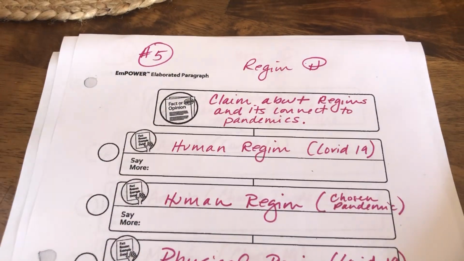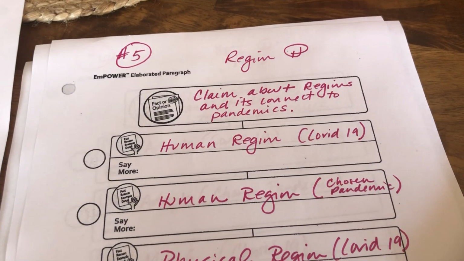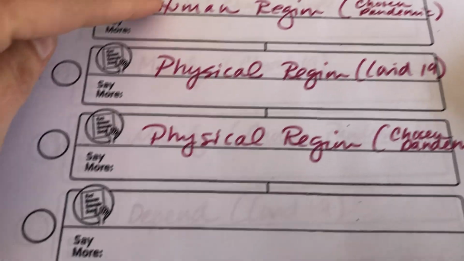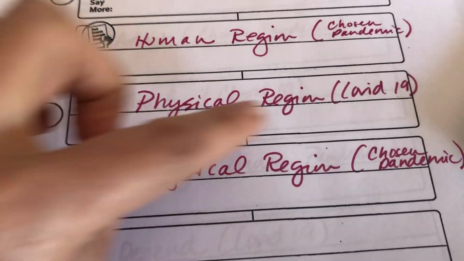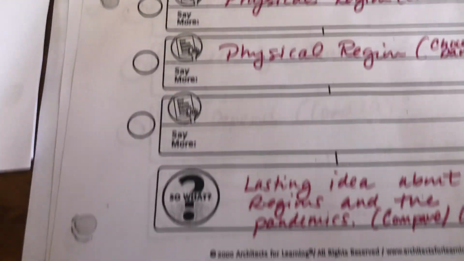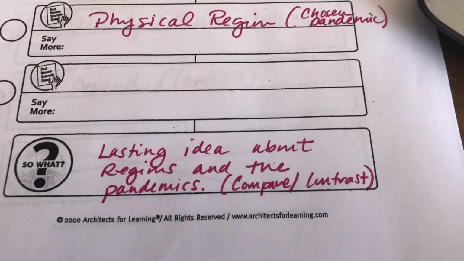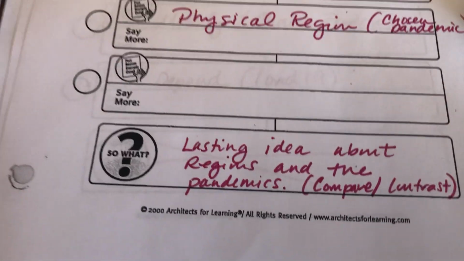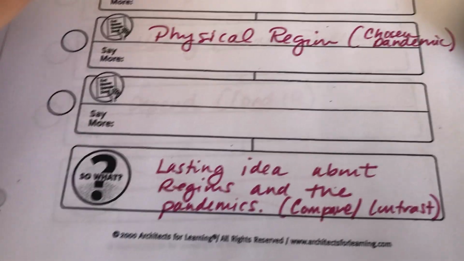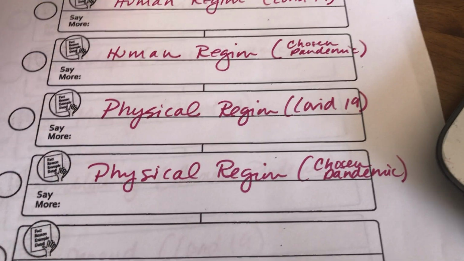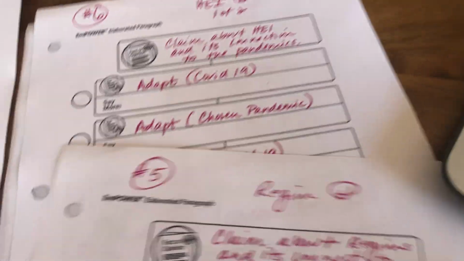My fifth paragraph is going to be my region paragraph. This is where I make a claim about regions and their connection to pandemics. I have my human region for COVID, and then for my chosen, my physical region for COVID, and my physical region for my chosen. Again, my lasting idea about regions in the pandemics, and again, that needs to be compare and contrast. So again, all of my facts support this claim, and all of my Freds are supported by my say more. So if you're going to have a Fred, you have to have a say more.